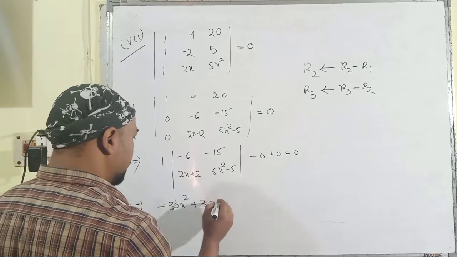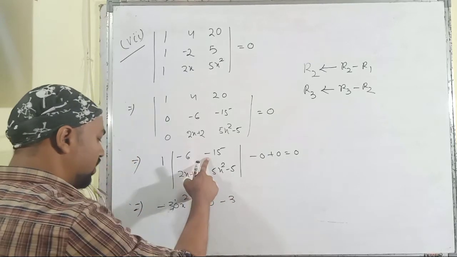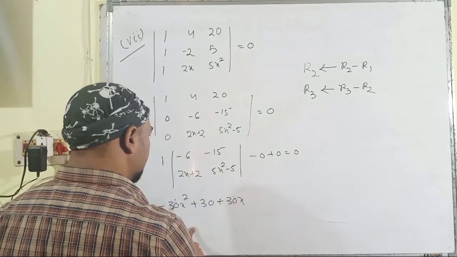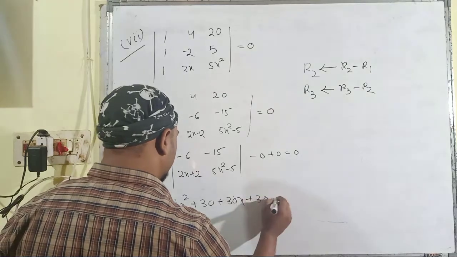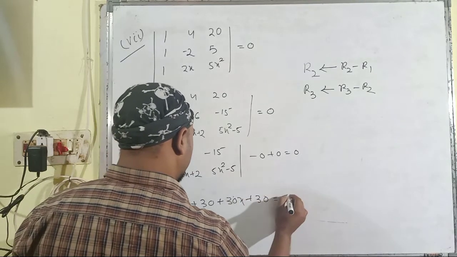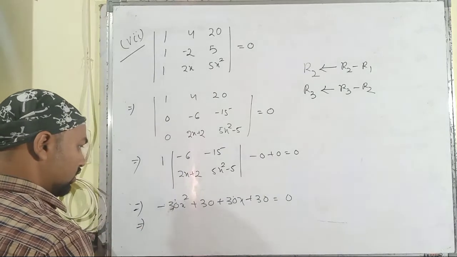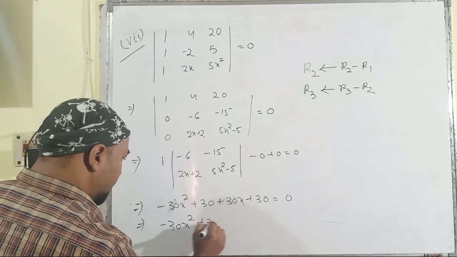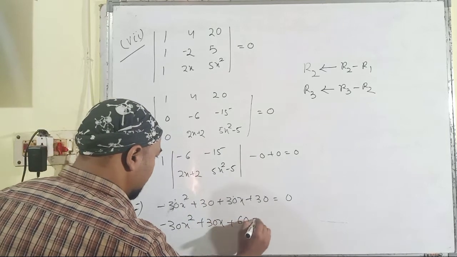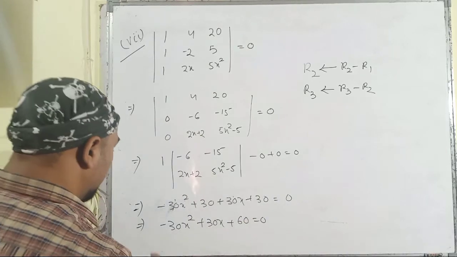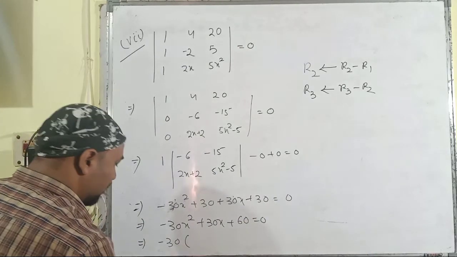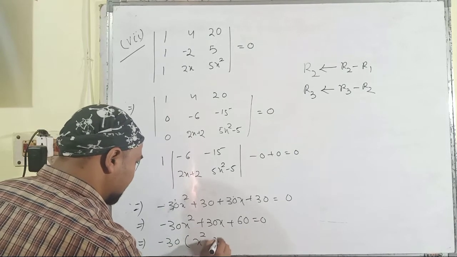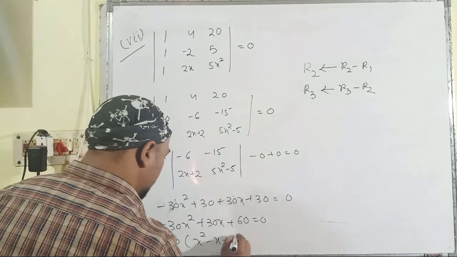Then this is minus, plus. So it is plus 30x plus 30 is equal to 0. So just solving, minus 30x² plus 30x plus 60 is equal to 0, and then taking a minus 30 common. From the left hand side we are getting x² minus x minus 2 is equal to 0.